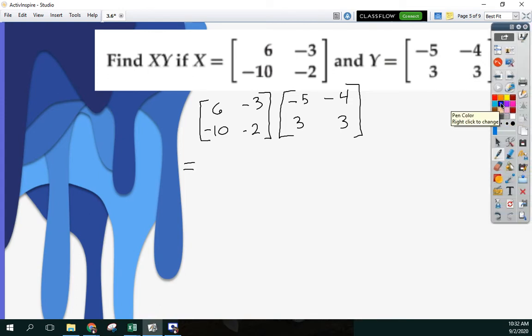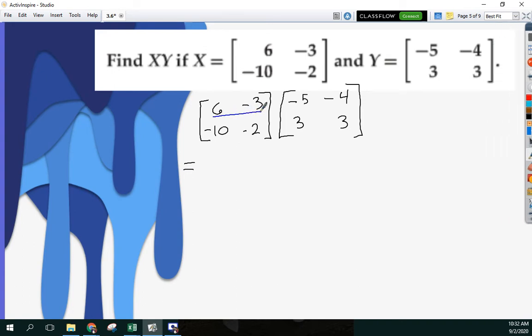So we want to start the same way we did before in our definition, with our first row in our first matrix, and then we're going to start with the first column in our second matrix. So I'm looking at 6. So I need to do 6 times negative 5. And then our catchphrase, like we said, we're going across our first, down our second. So then I'm going to add negative 3 times 3.